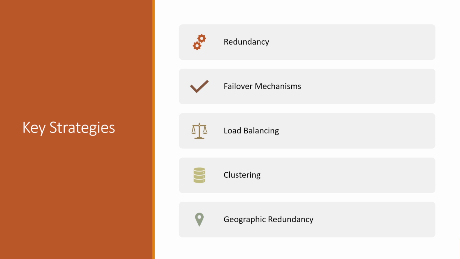Lastly, HA has a geographic redundancy piece. Do we have multiple locations with our data centers, just in case a local disaster like a power outage or a tornado takes out our data center? Can we still operate from a different location?